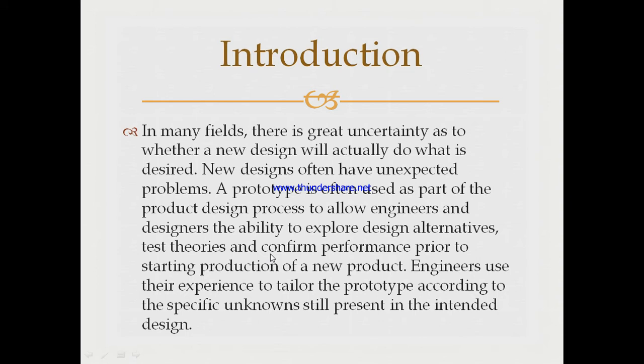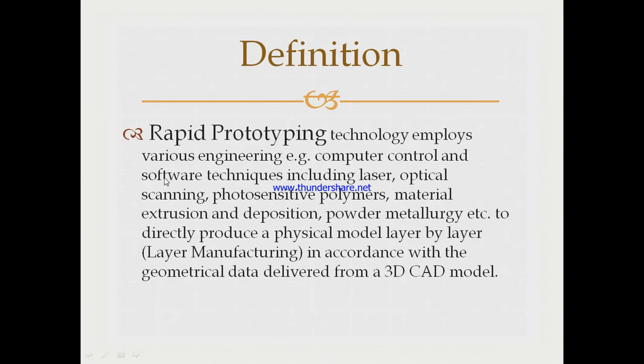A prototype is often used as a part of the product design process to allow engineers and designers the ability to explore design alternatives, test theories, and confirm the performance prior to starting the production of the new product. So engineers use their experience to tailor the prototype according to the specific unknowns still present in the intended design. So what is rapid prototyping?